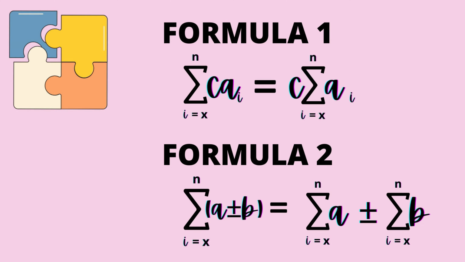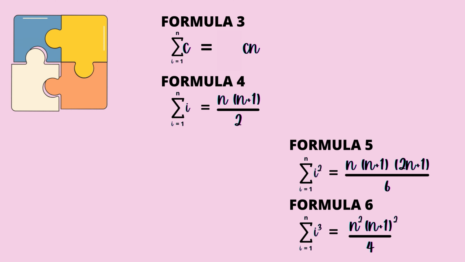Note that, for these two formulas, we set the index of summation as x, which means that they can start at any value of i in the sequence. Meanwhile, the next 4 sigma notation formulas are also very useful, however, they are only applicable if the index of summation is set at 1.